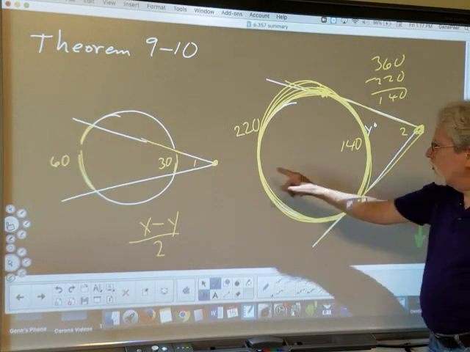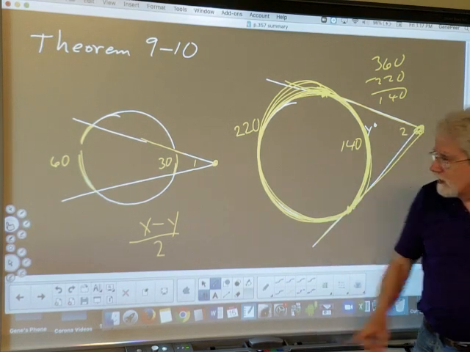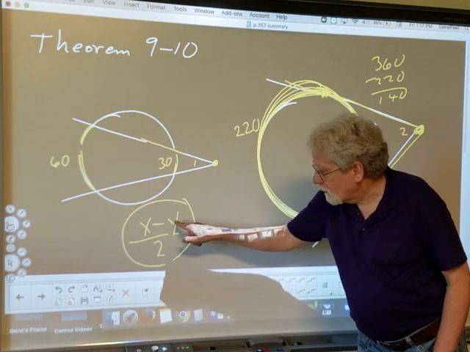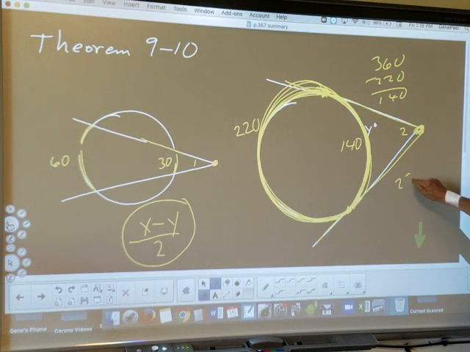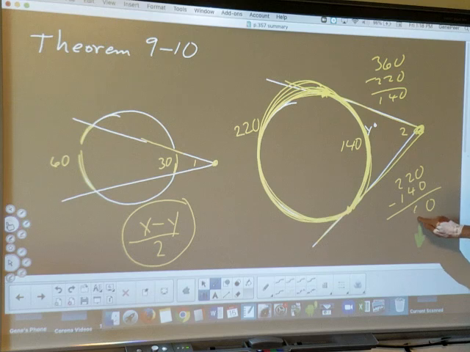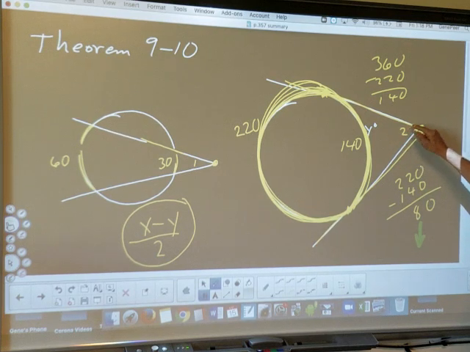Now we simply know both arcs. Now we still have to do what? Subtract the arcs and take half. So now we have 220 minus 140. That'll be 80. And then take half. So angle 2 must be half of 80. Angle 2 is 40.